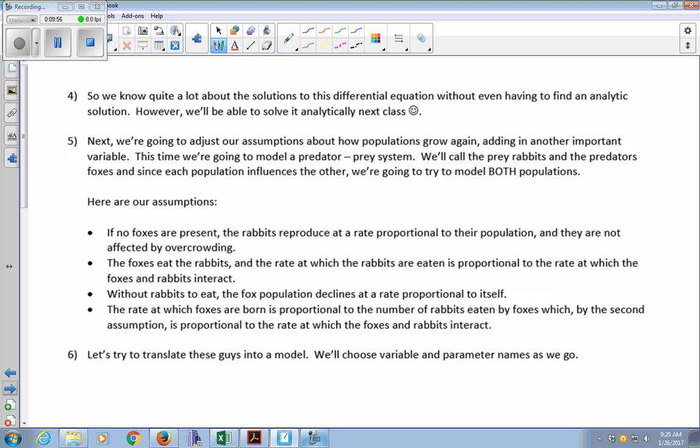So next, we're going to adjust our assumptions about how populations grow again. The logistic model is much better than the Malthusian model, but it doesn't take into account the fact that there are predators, right? So there's predators and there's prey. Just to simplify these things, we're going to call them rabbits and foxes for the prey and the predators. They influence each other, so we're going to try to model both populations at the same time.